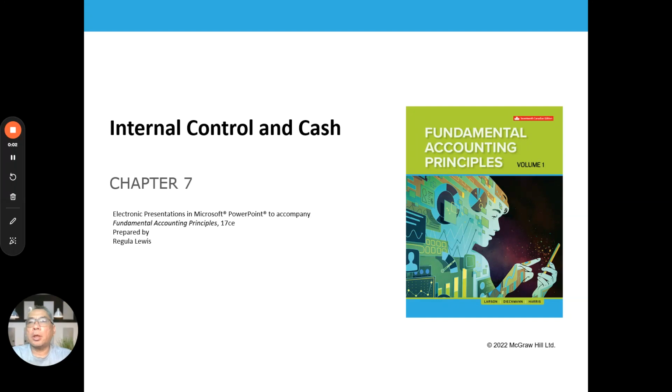Welcome everyone. Today we're going to discuss internal control and cash. We are using the Fundamental Accounting Principles textbook issued by McGraw-Hill.